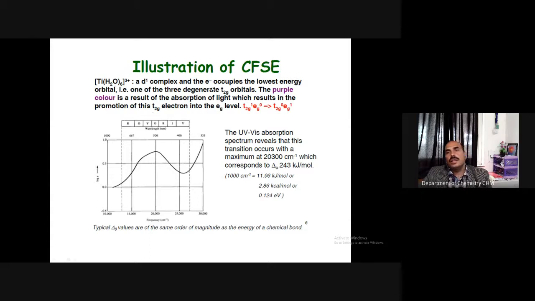One of the three degenerate T2g set, dxy, dxz, dyz, electron can be in any one of them. On the single electron, it's a d1 system. It has a purple color.